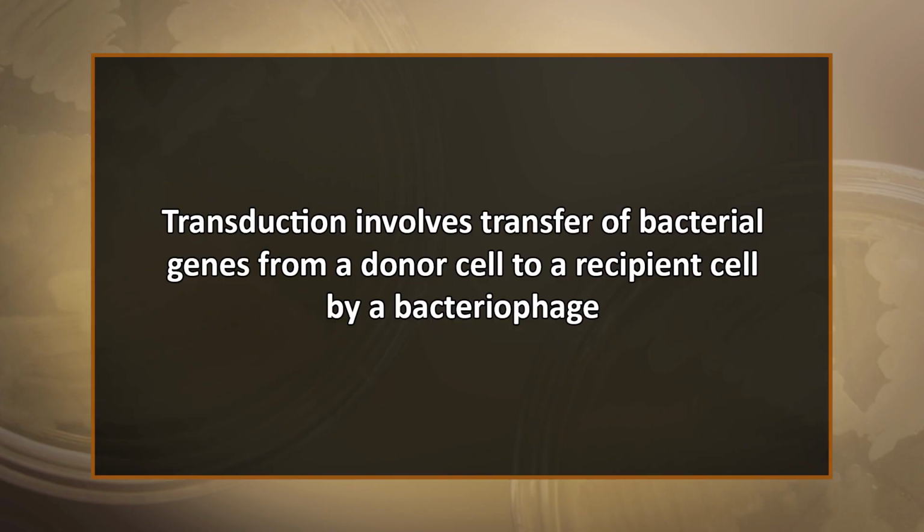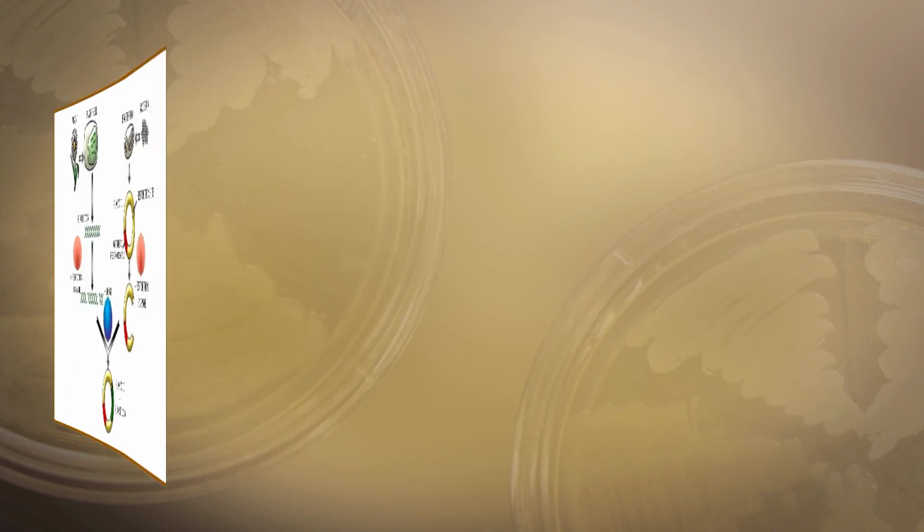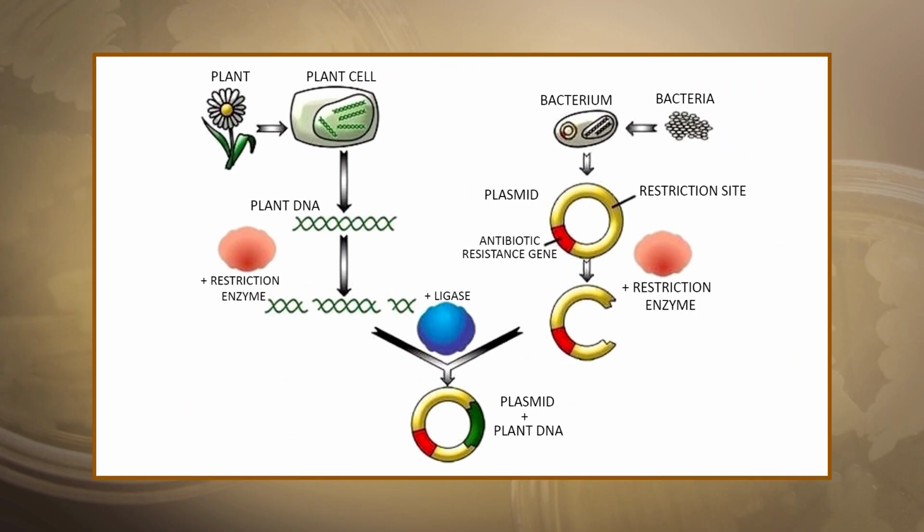Second, transduction involves transfer of bacterial genes from a donor cell to a recipient cell by a bacteriophage. Third, transformation. Transformation involves the uptake of naked DNA molecules from one bacterium, the donor cell, by another bacterium, the recipient cell.